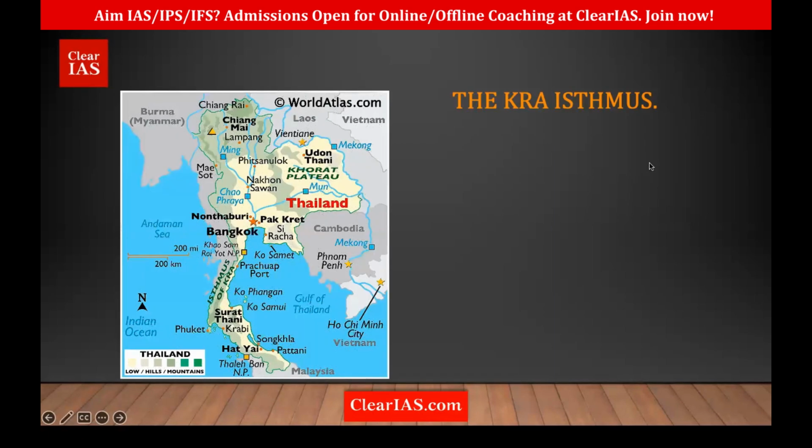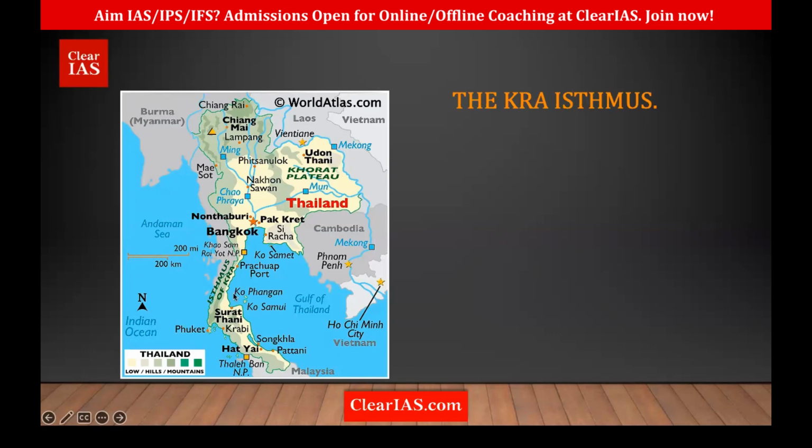It is in Thailand. You can see this is Thailand. On one side we have the Andaman Sea, on another side the Gulf of Thailand, and at the bottom we have Malaysia. This narrow piece of land goes like this. This whole region, the Thailand, CMLB, that is Cambodia, Myanmar, Laos, Vietnam, is called the Malay Peninsula.